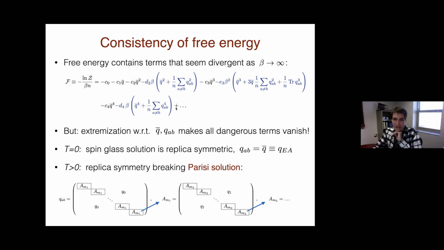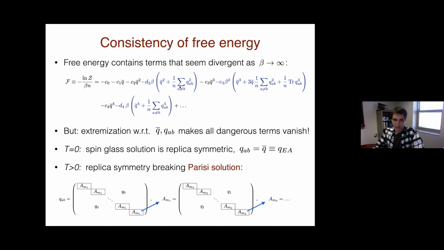So what we have to ask is whether there are values for these Q matrices for which this free energy is consistent. And indeed that exists. So we can just extremise with respect to these parameters, and then we'll find values for those such that all these dangerous terms in blue vanish, so that the free energy is indeed finite at zero temperature.